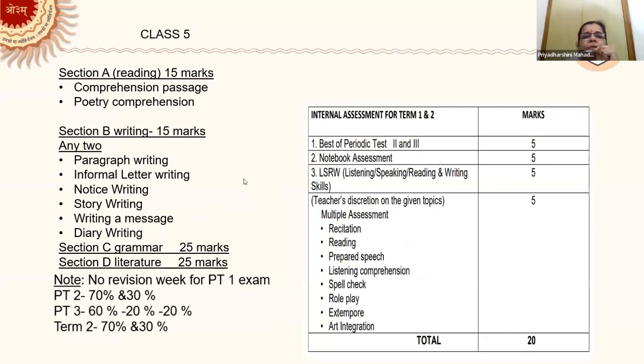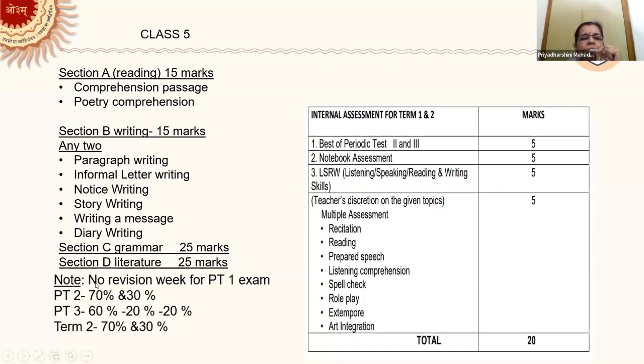Then for class 5 also, section A, we have 15 marks, comprehension passage and poetry comprehension. Section B, we have writing: paragraph writing, informal letter writing, notice, story, writing a message, and diary writing. All these topics will be dealt with class 5 children throughout the year. So any 2 topics will be tested for that particular assessment. Section C, grammar again 25, section D, literature 25 marks.